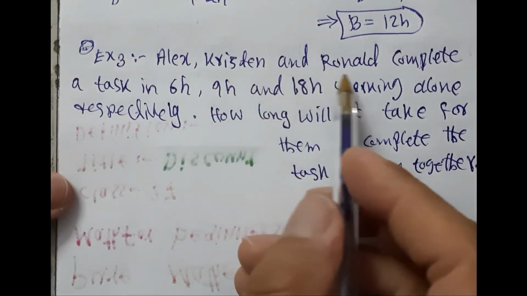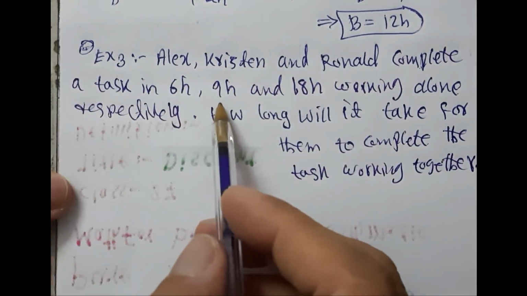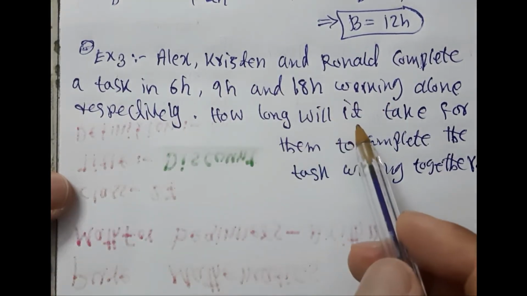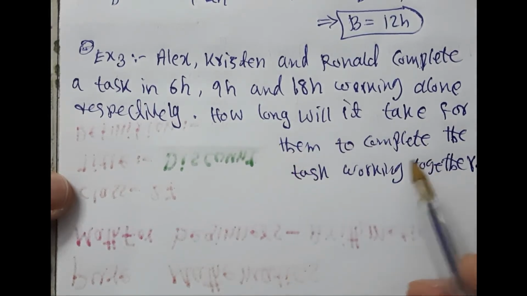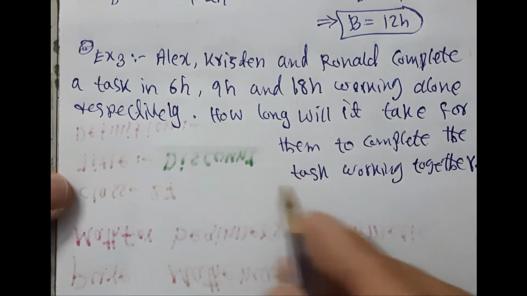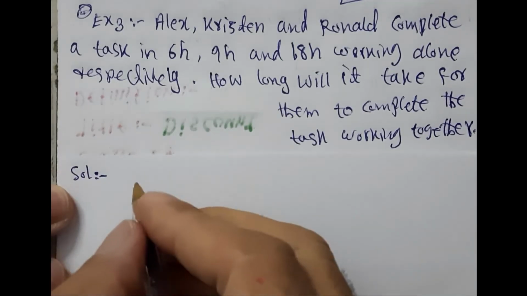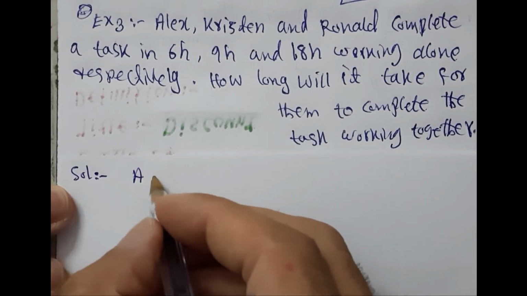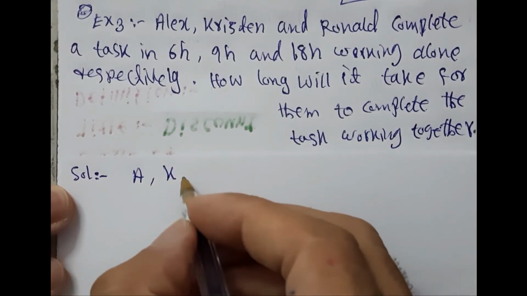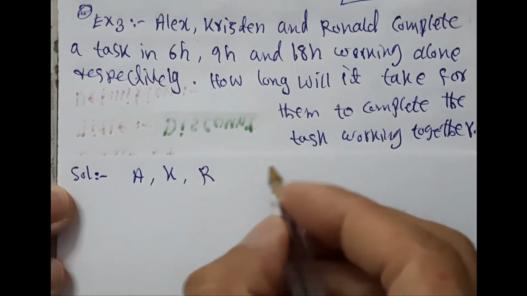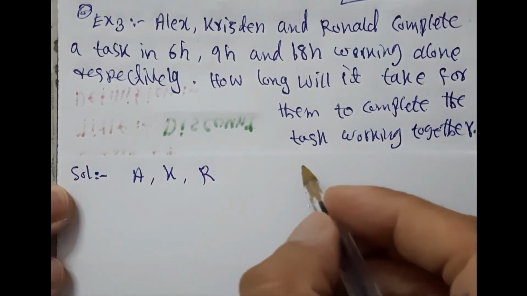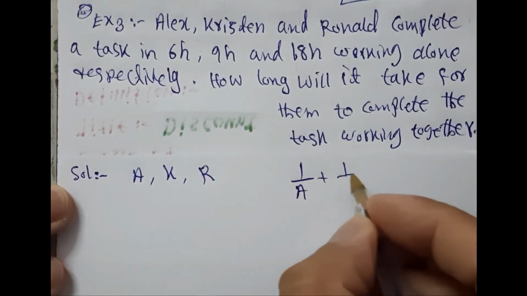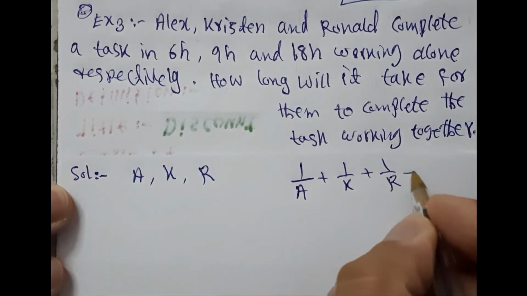Here is example 3. Alex, Christine and Ronald complete a task in 6 hours, 9 hours and 18 hours working alone respectively. How long will it take for them to complete the task working together? We want to solve this question. Solution. We have 3 persons, Alex, Christine and Ronald. If we have 3, 4, 5 persons, we can also expand the formula: 1 by A plus 1 by C plus 1 by R is equal to 1 by C.